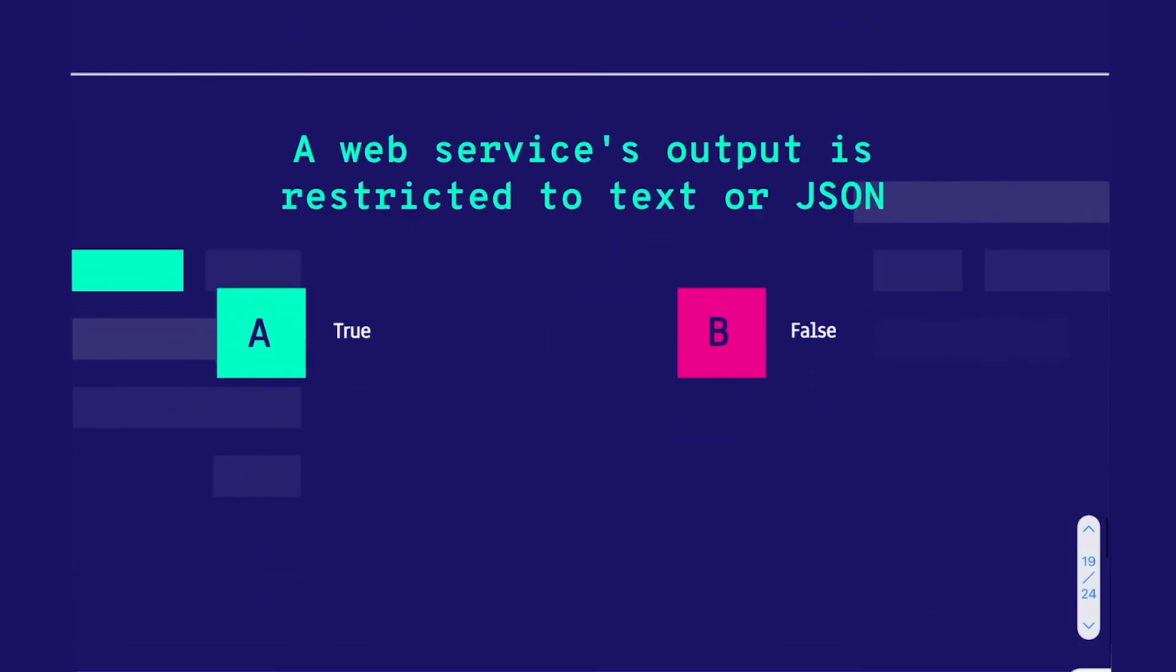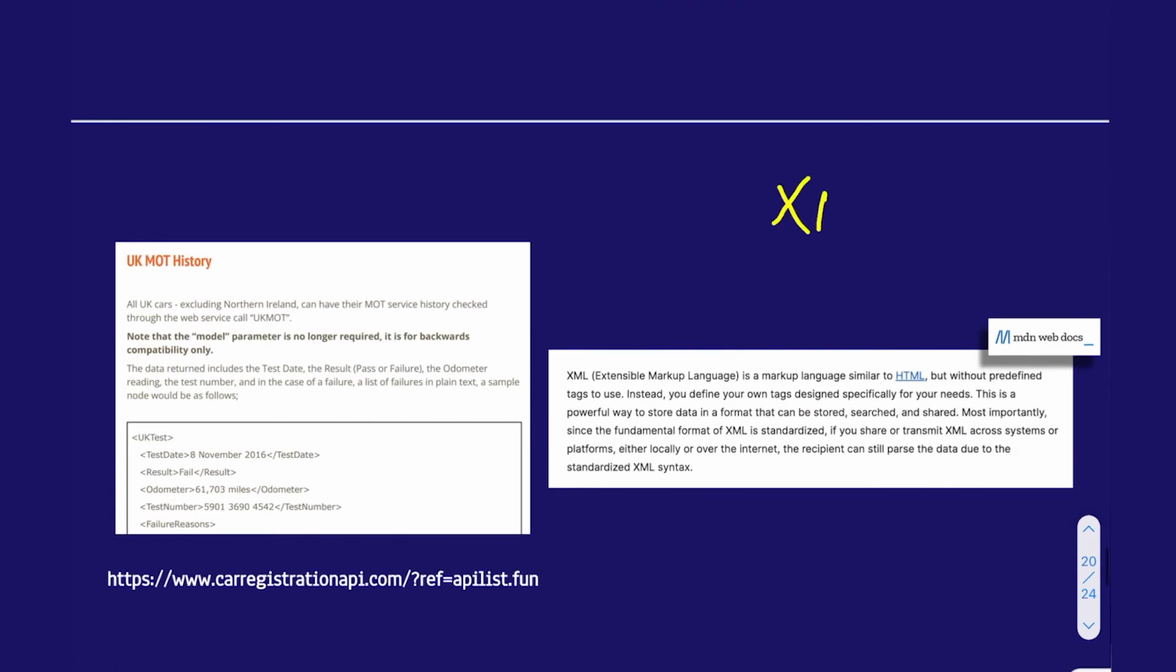Right, next question. A web service's output is restricted to text or JSON. A, true, B, false. This is false. Yeah, so a web service actually isn't restricted to any sort of output. Text and JSON are among the more popular ones, but you could also do HTML, or you could do what's called XML. And this is very similar to HTML, but it doesn't have predefined tags. So you basically make your own tags, and then you can store data like this.